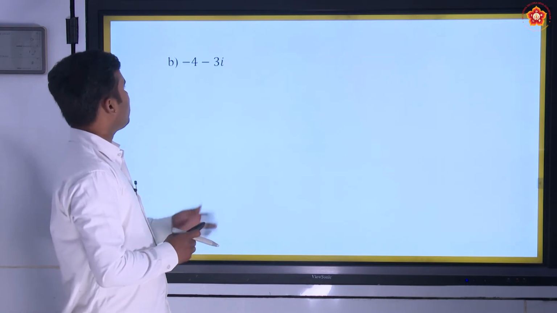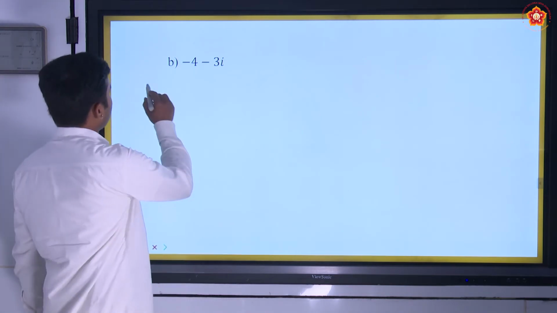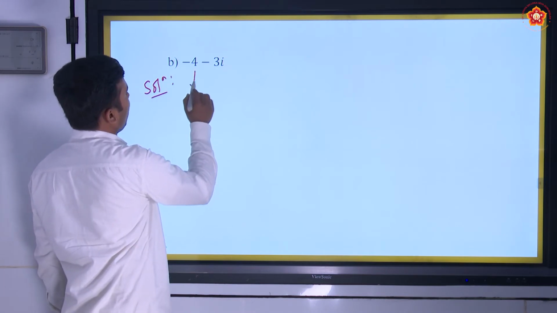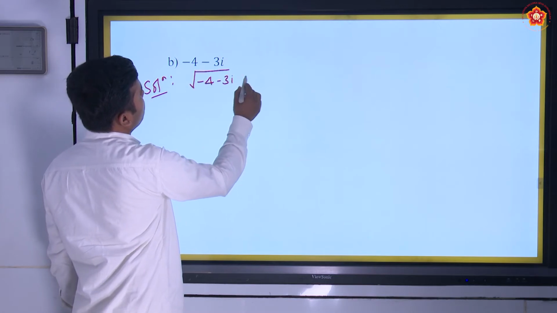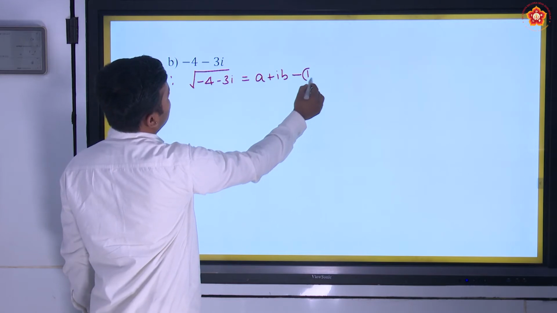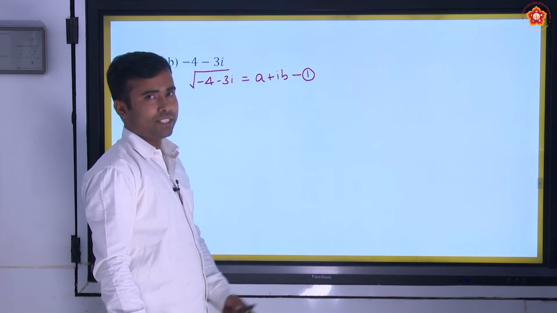Here we have to find the square root of this complex number. Solution: let us solve this. Square root of minus 4 minus 3i is equal to a plus ib. I'll call this equation 1. You can do it in another method as well, as we discussed yesterday.